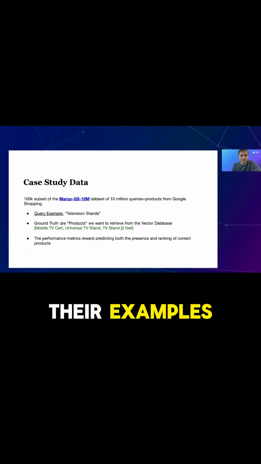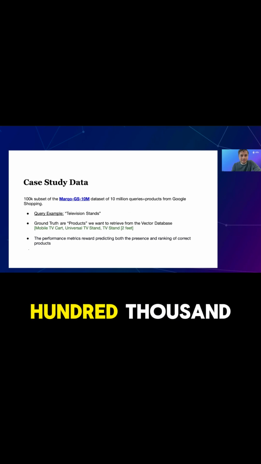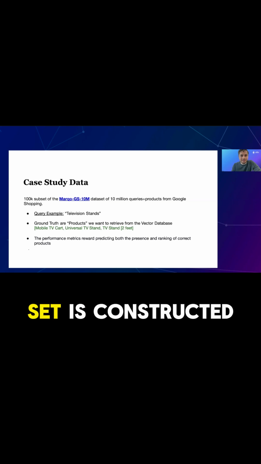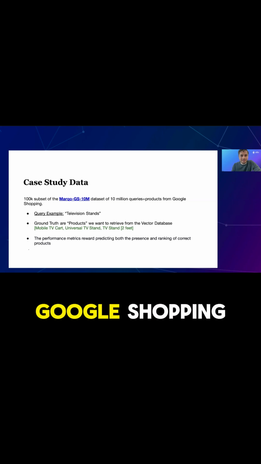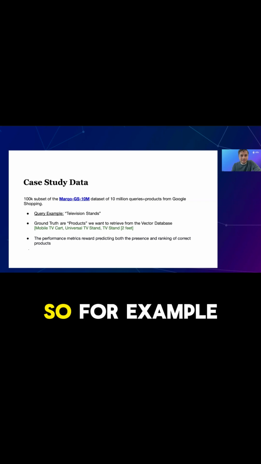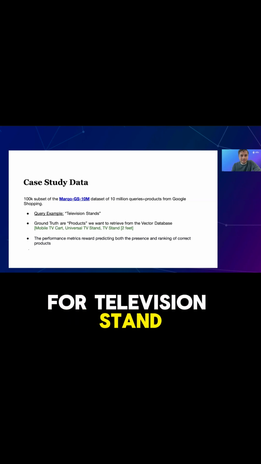In their examples, they work a lot with a 100,000 sample subset. This data set is constructed of queries to Google Shopping, as well as ground truth products. For example, a query in this data set might be television stands. Someone is looking for television stand products.